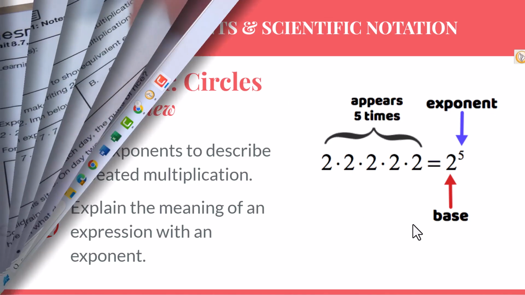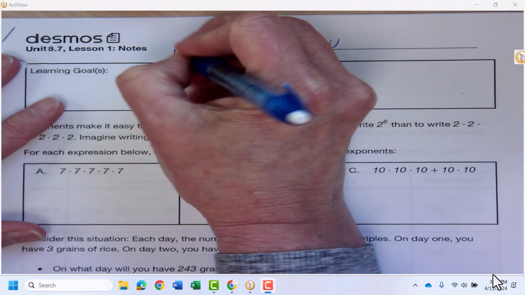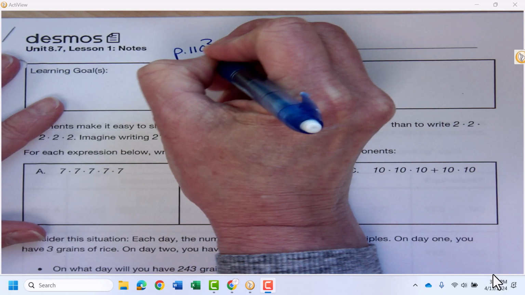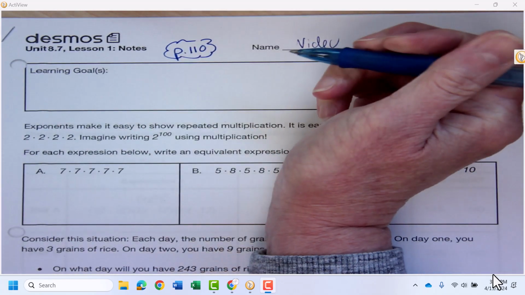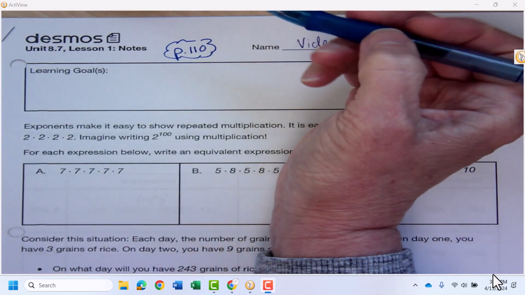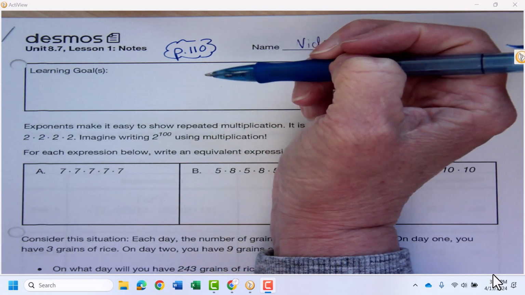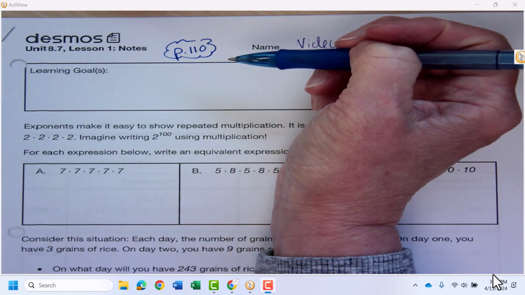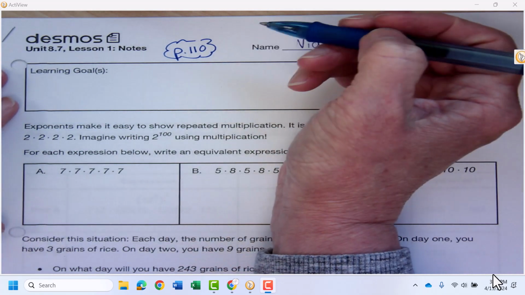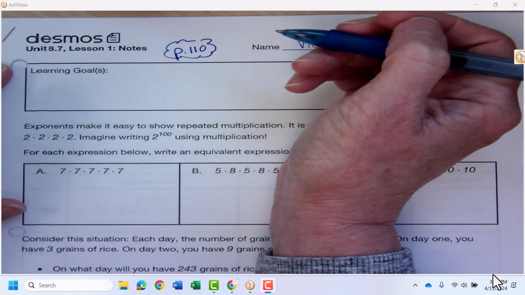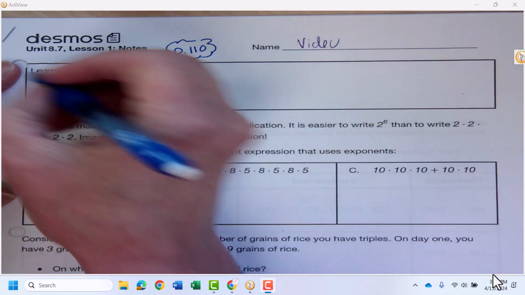exponent. In your notebooks, you're on page 110, and I hope you've had a chance to go through the Desmos activity where you saw a lot of objects that were being multiplied by 2 or multiplied by 3 that helped you to understand what happened at different stages of that separation or that division. We have 2 learning goals today.